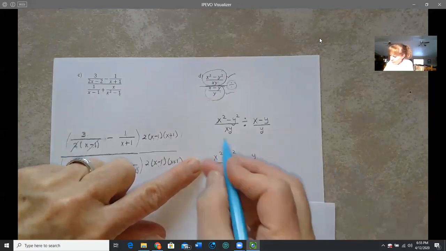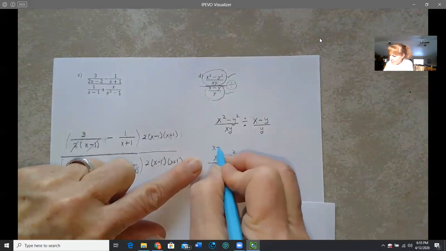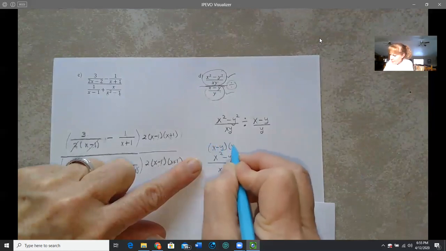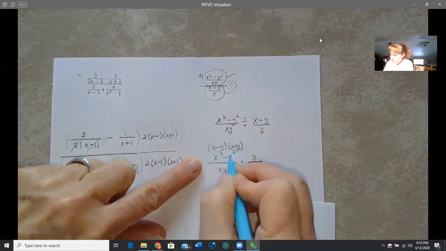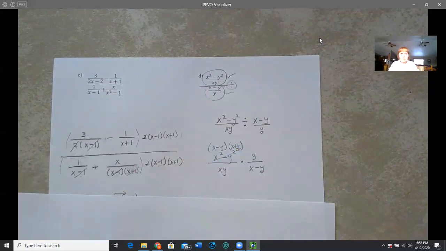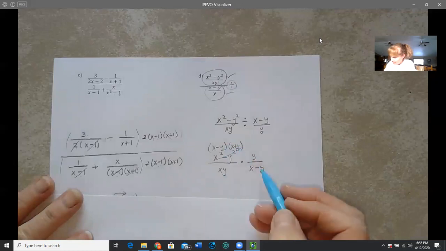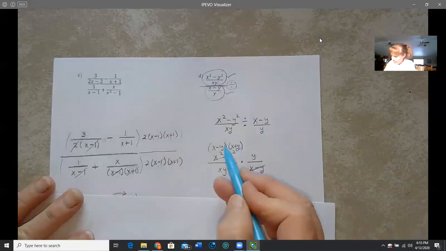This is the only one that can be factored. This is x minus y, x plus y. It's a difference of 2 squares. X minus y, x plus y. X times x is x squared. Negative y times a positive y is a negative y squared. And then you have no middle term. So let's cancel if we can, since we factored. This group can cancel with this one.